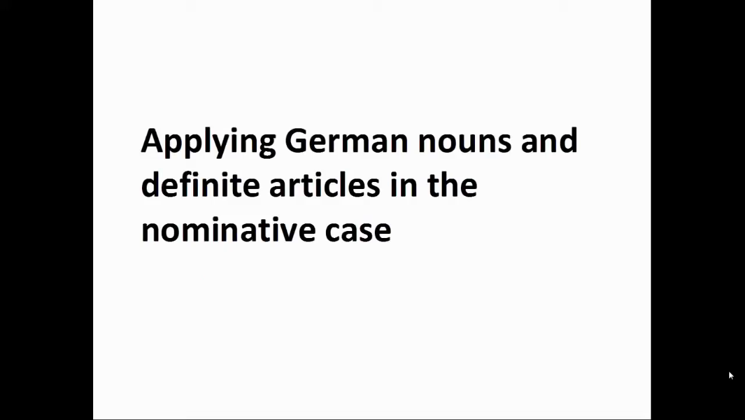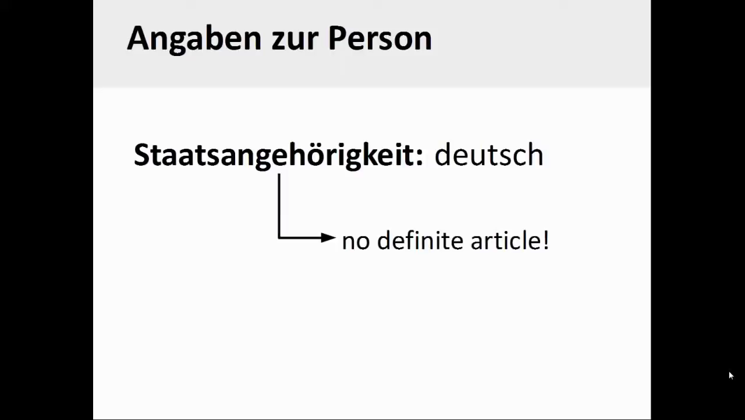Let's now take a look at how we could apply German nouns and definite articles in the nominative case. The explanations that follow will help you to complete the related online course activity. Often when you encounter a German noun, such as when filling out the personal information section of a German resume, it will be difficult to determine the grammatical gender of the noun as there is no definite article that precedes the noun. In this case, it is important to know that there are some rules that can help you determine the grammatical gender.